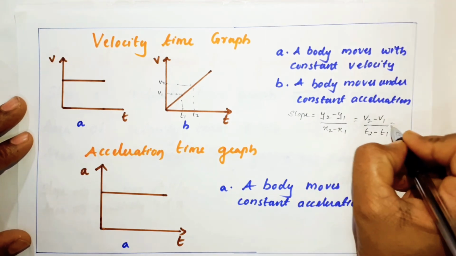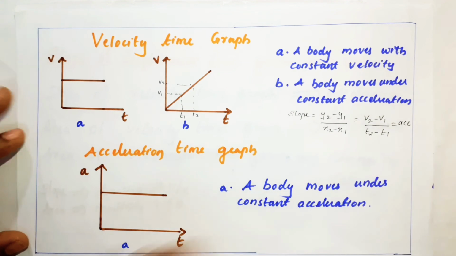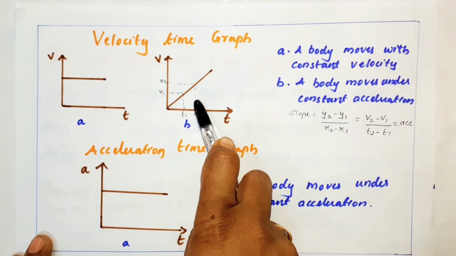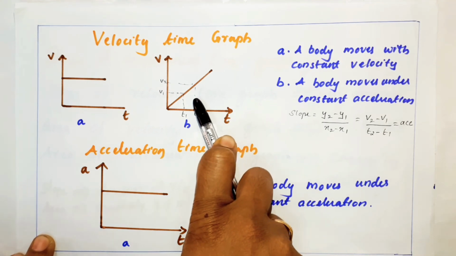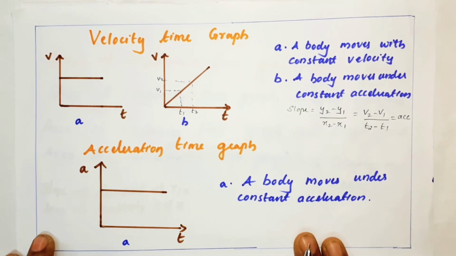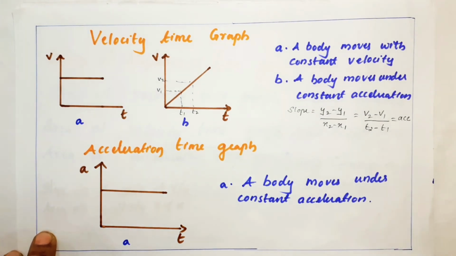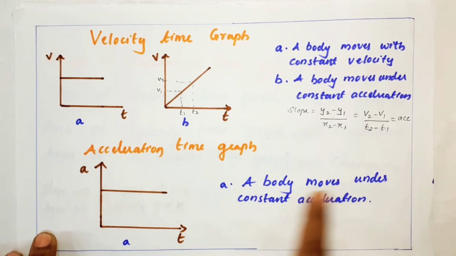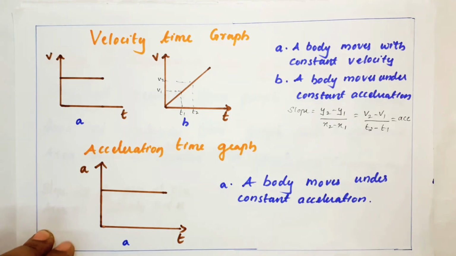This is called by a term acceleration. So remember, I am introducing the term called acceleration. Rate of change of velocity is termed as acceleration. So this graph is for a body that moves under constant acceleration. See the next graph. That is an acceleration time graph. In this graph, acceleration is constant. So I can tell that the body moves under constant acceleration.